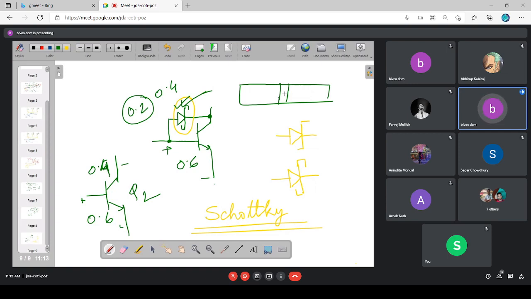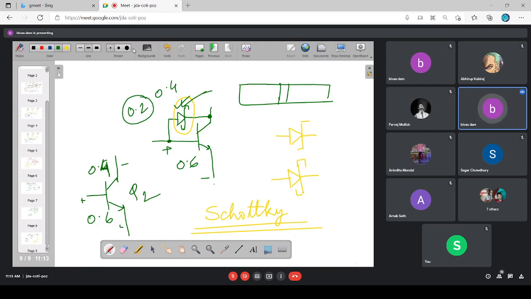So my switching speed will greatly improve if there is no excess carrier accumulation within the base region. And that's what is ensured if we introduce such a Schottky diode between the base and the collector of this transistor. In that case, as the base collector potential can never rise above 0.2 volt, this transistor is never hard saturated. So excess carrier accumulation will never be there. So very quickly, the transistor can be turned off from the on condition. So switching speed is greatly improved.